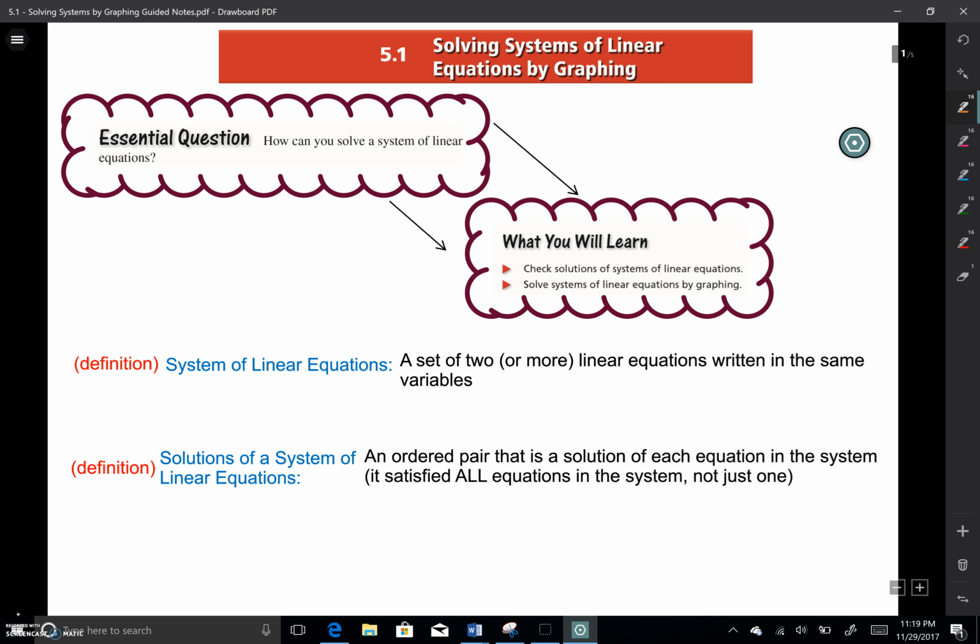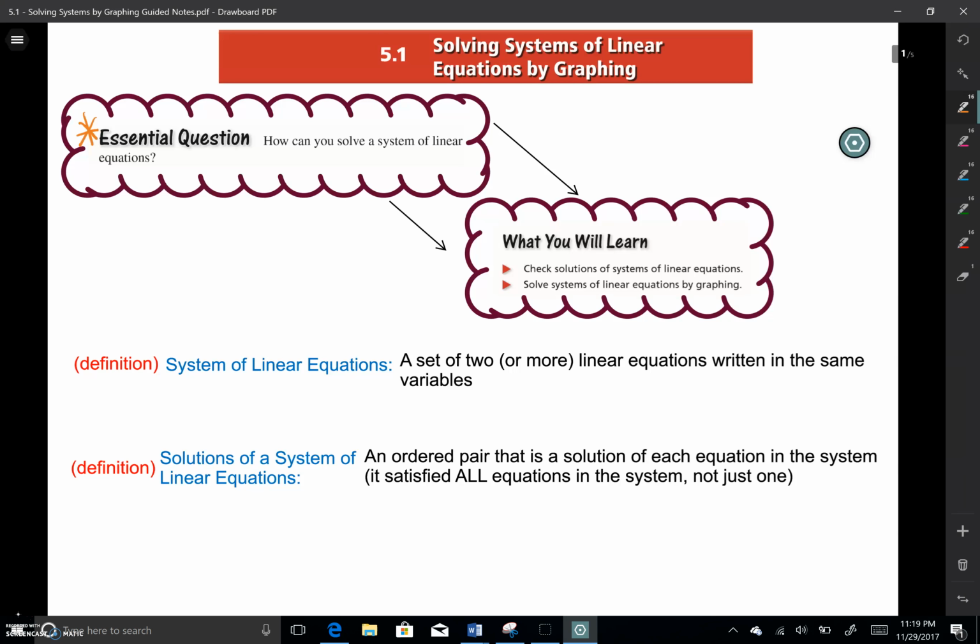Our essential question for this lesson is how can you solve a system of linear equations? In order to answer this question, we're going to be learning two major skills. These are what I'm going to be calling our learning objectives. So our first learning objective is here, check solutions of systems of linear equations. Our second learning objective is going to be solve systems of linear equations by graphing.